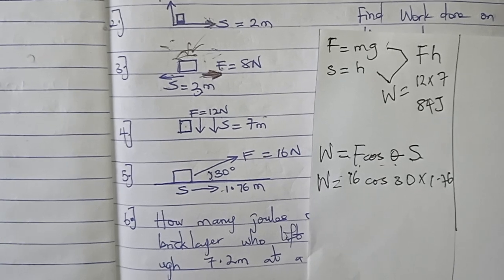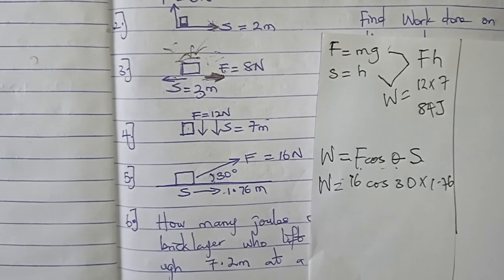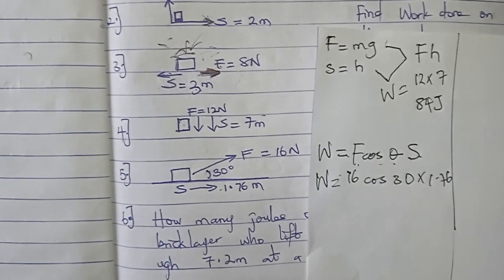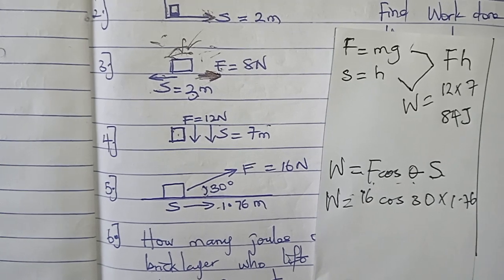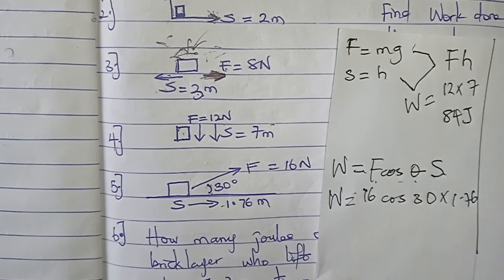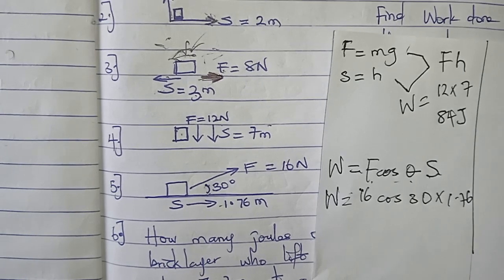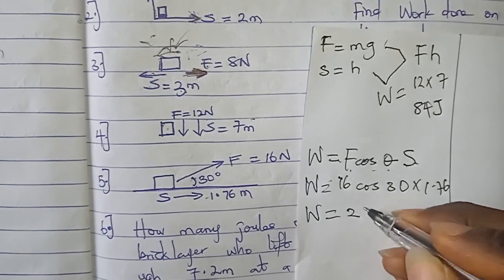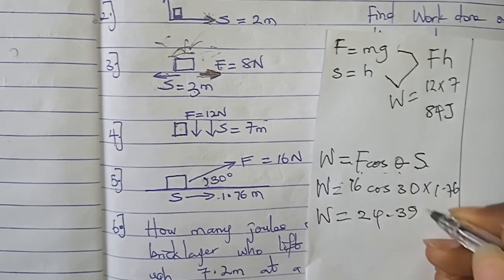So let's do it. Cos 30 is 0.8660. 0.8660 times 16 will give you 13.856. Now times it by 1.76. You get work there to be 24.39 joules.